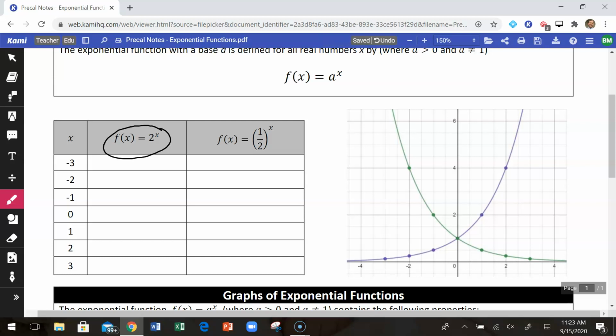If we plug in 0, 2 to the 0 power is 1. Anything at all to the 0 power is 1. 2 to the first is 2. 2 to the second would be 4. 2 to the third would be 8. And then negative exponents, remember, those turn our number into the reciprocal of that. So if I plug in negative 1, it's going to be like 1 over 2 to the first. So that's going to be 1/2. This would be 1/4. And this would be 1/8.